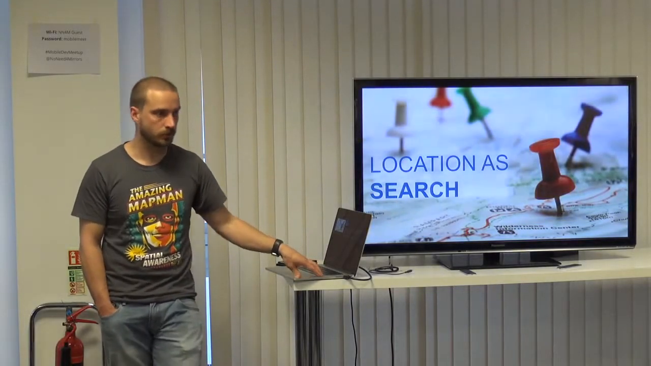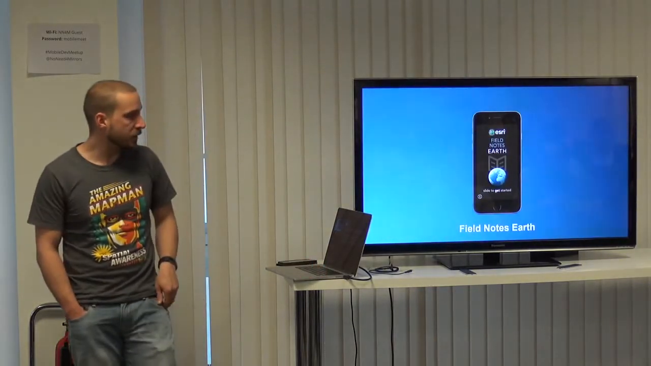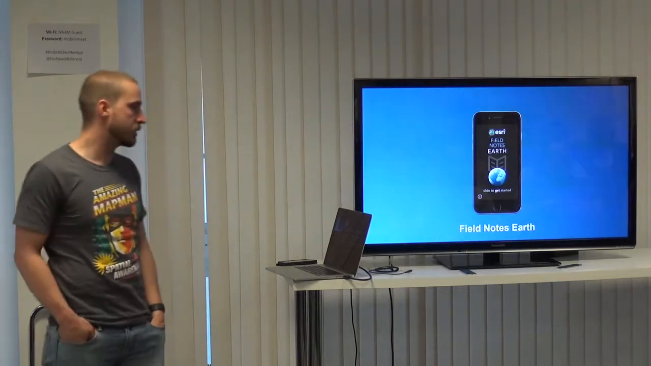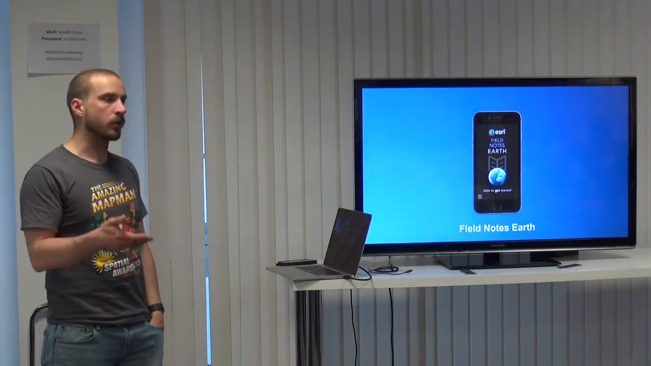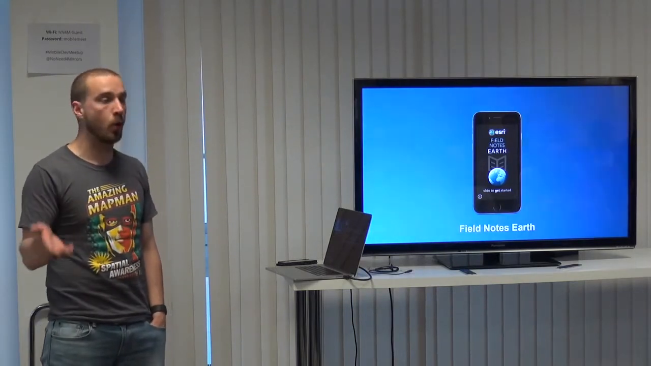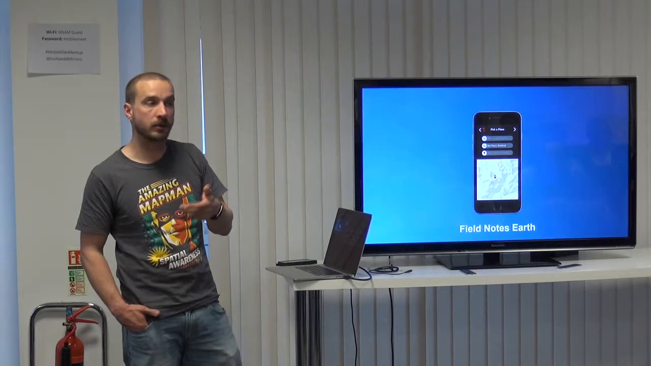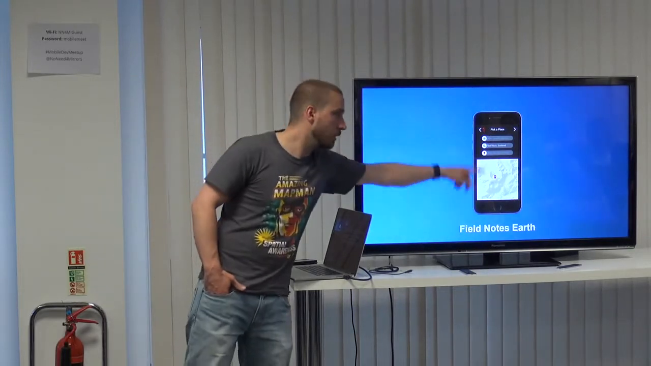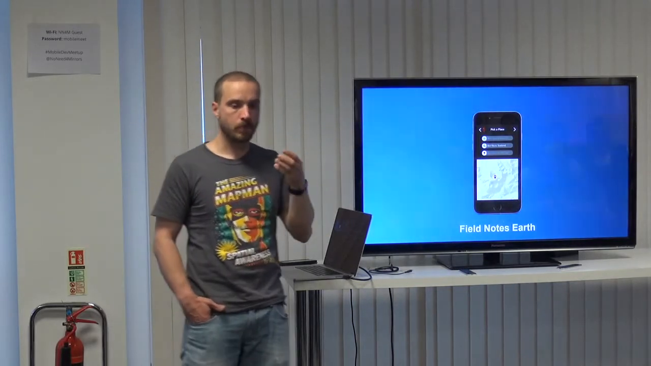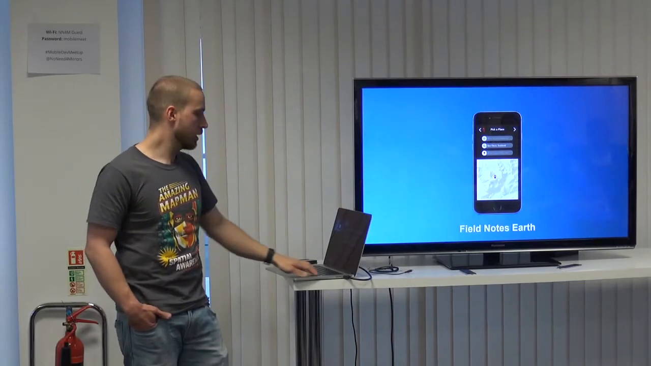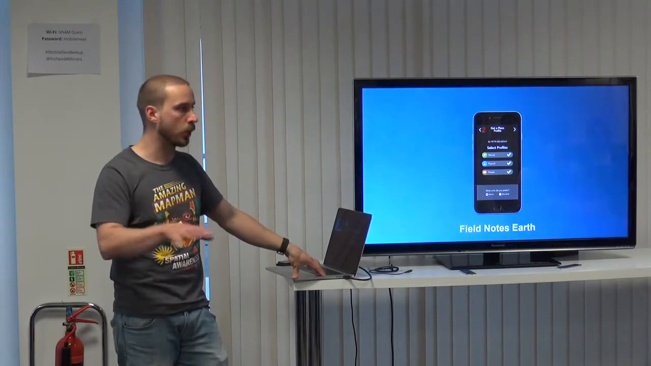Location as a search. Here's the Field Notes Earth application, which compares information to different locations. I said Ben Nevis in this one, or you can just drop a pin somewhere on the map. So you have different ways of providing the area that you are interested in. But that information is used as part of the search and is the main indicator of the region that you are trying to find information about.